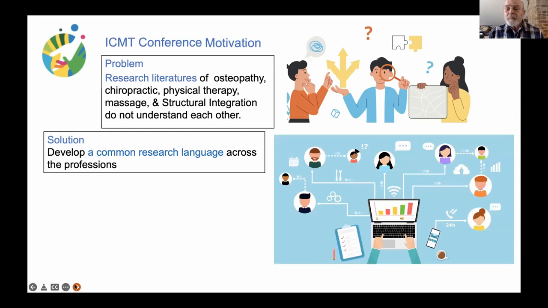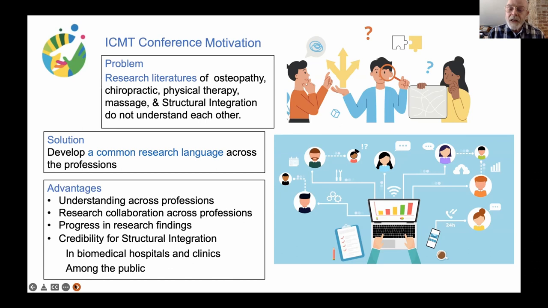But if we could do that, there'd be much better communication among researchers in all the different five areas. What would be the advantages? We'd understand each other better. We could collaborate. There could be research projects with osteopaths and PTs and structural integrators working together. There'd be more progress in research findings. And in a way, the bottom line for us would be the credibility of structural integration would increase in hospitals and clinics and among the public.